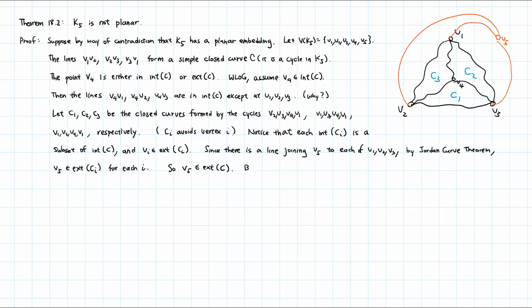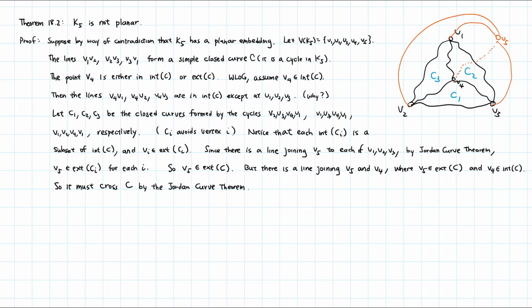This is bad because there is a line joining V5 and V4, where V5 is in the exterior of C and V4 is in the interior of C. So it must cross C by the Jordan curve theorem. And this is a contradiction. So K5 is not planar. And that completes our proof.